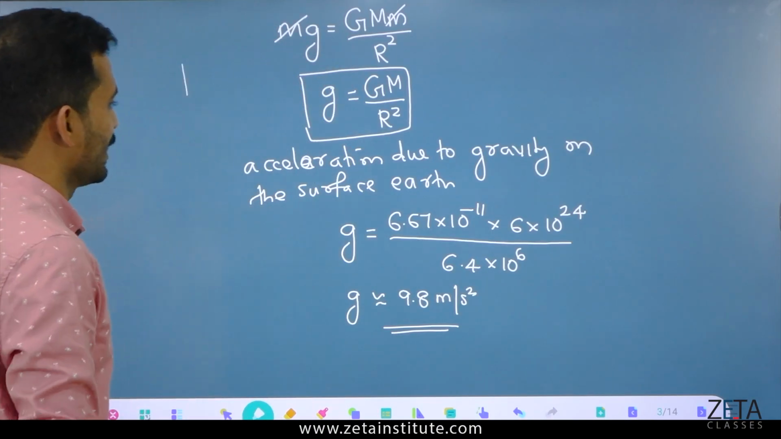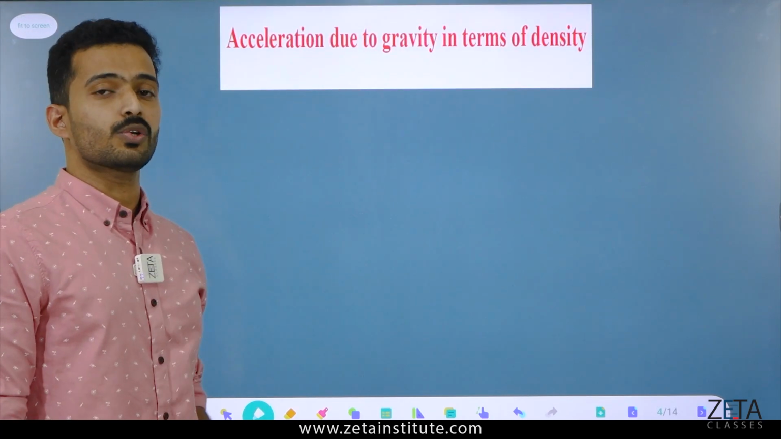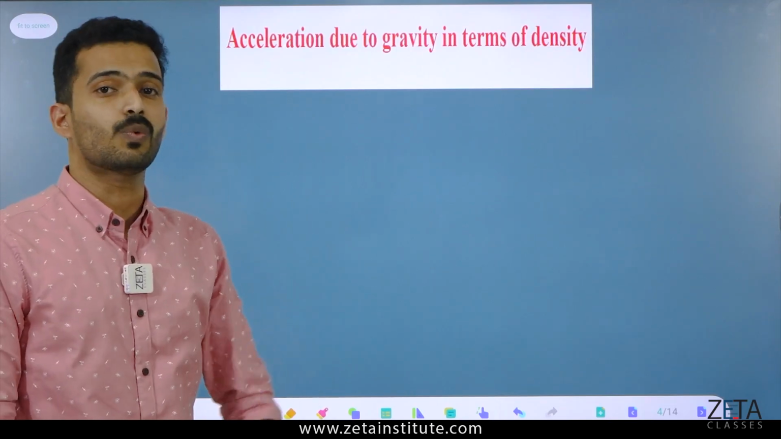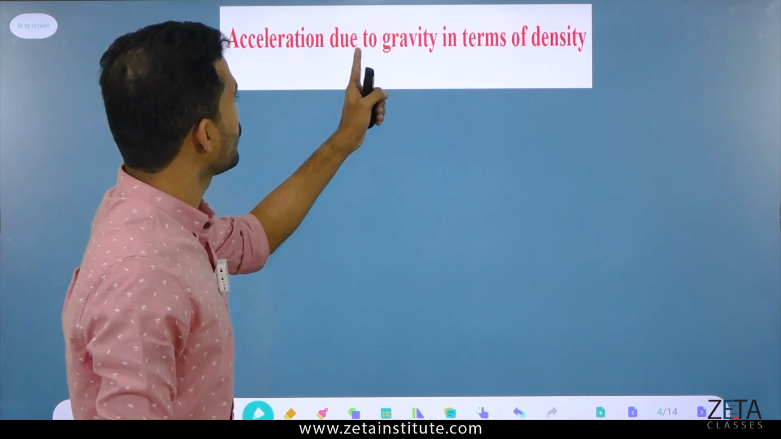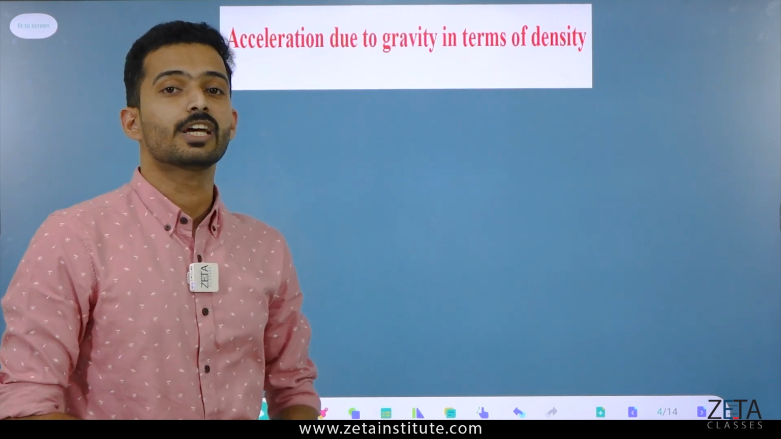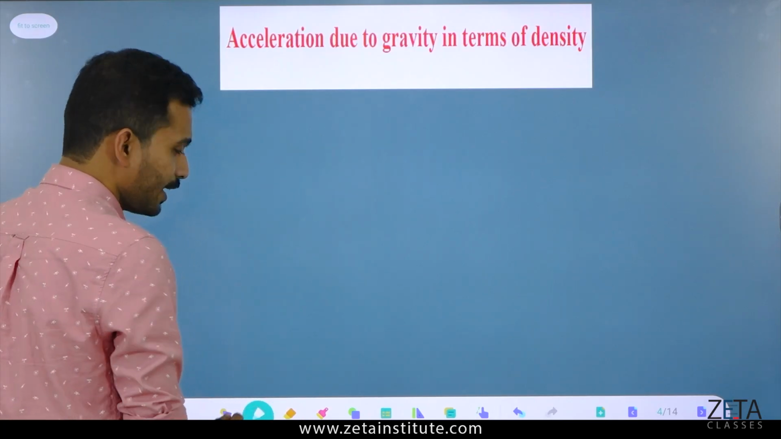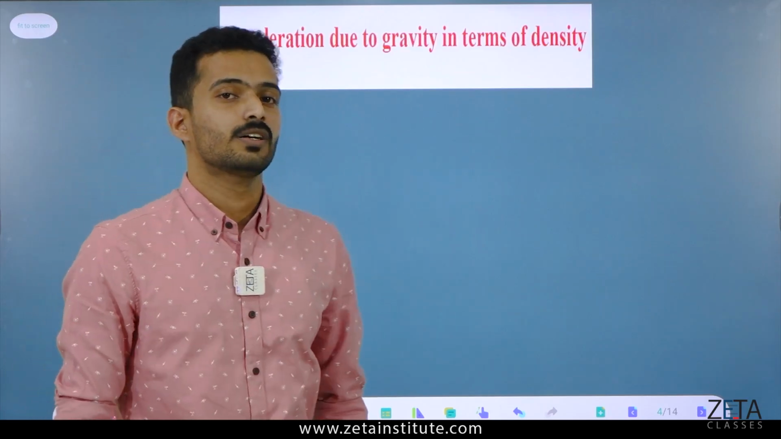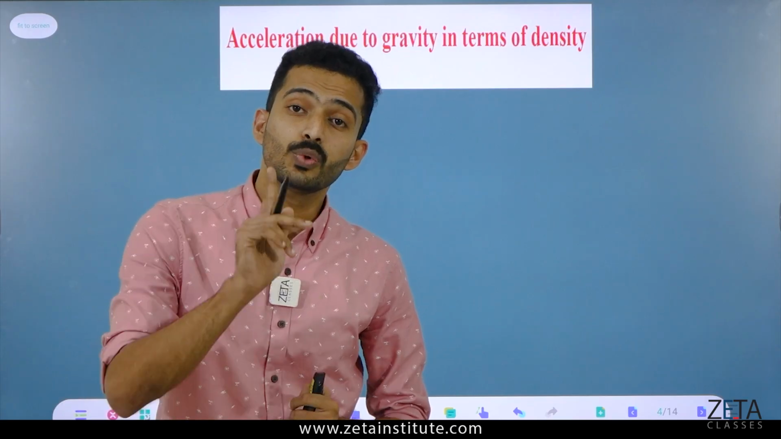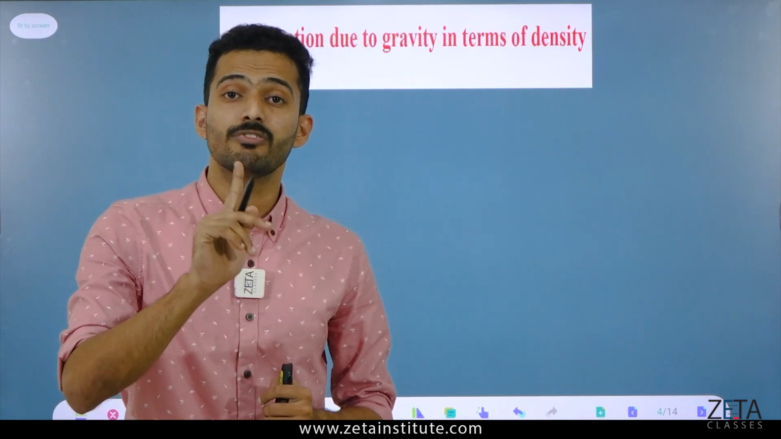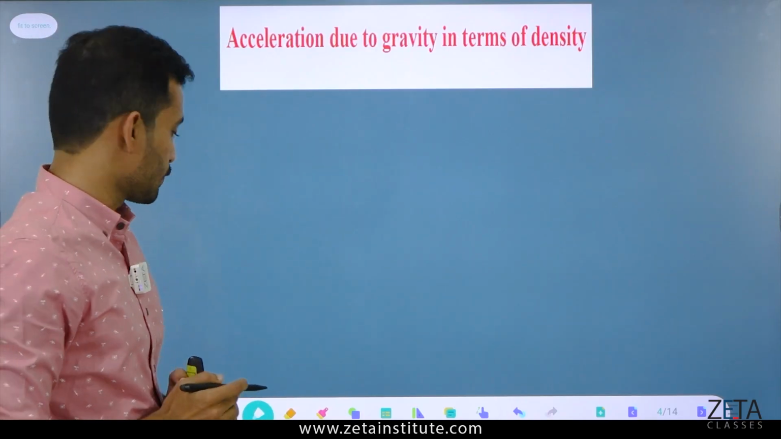Then, so we have an equation to calculate acceleration due to gravity, that is g is equal to GM divided by R square. So that is in terms of mass. Now you have to obtain an equation for acceleration due to gravity in terms of density, in terms of density of earth. Here we consider earth as a perfect sphere having uniform density. So we are calculating the acceleration due to gravity in terms of density.